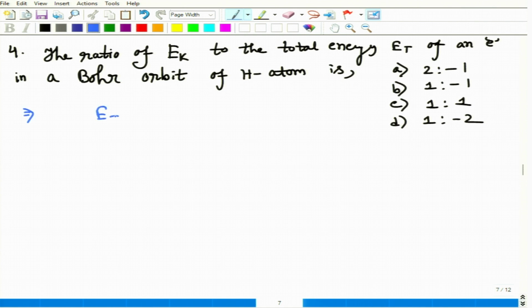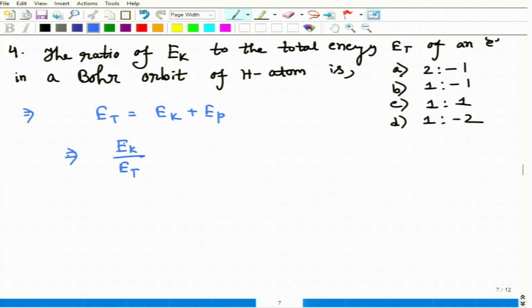Okay, so one thing you know, ET is actually EK plus EP, that is known, right? So EK is the kinetic energy and EP is the potential energy. What they are asking is EK divided by ET, if I am not wrong, yes, EK by ET. So this was asked.